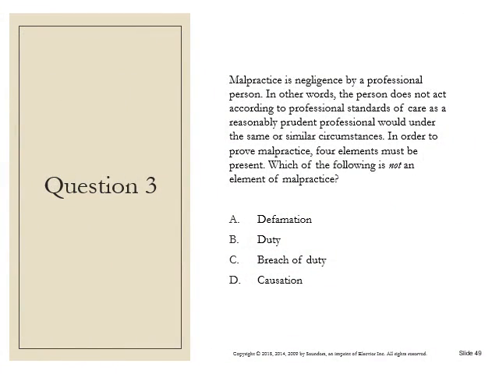Question 3. Malpractice is negligence by a professional person. In other words, the person does not act according to professional standards of care as a reasonable, prudent professional would under the same or similar circumstances. In order to prove malpractice, 4 elements must be present. Which of the following is not an element of malpractice? A. defamation, B. duty, C. breach of duty, or D. causation?